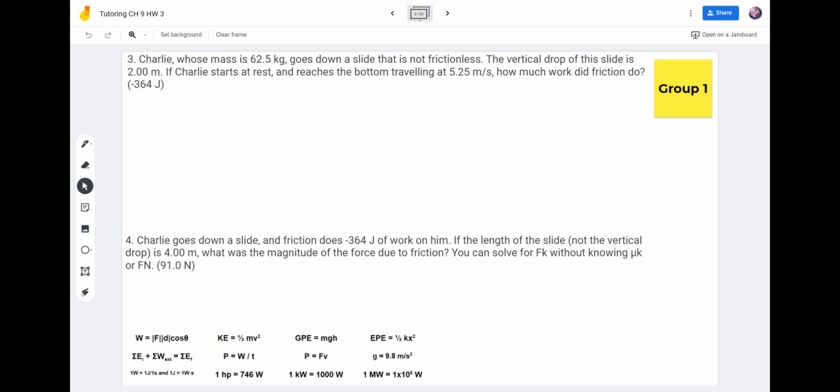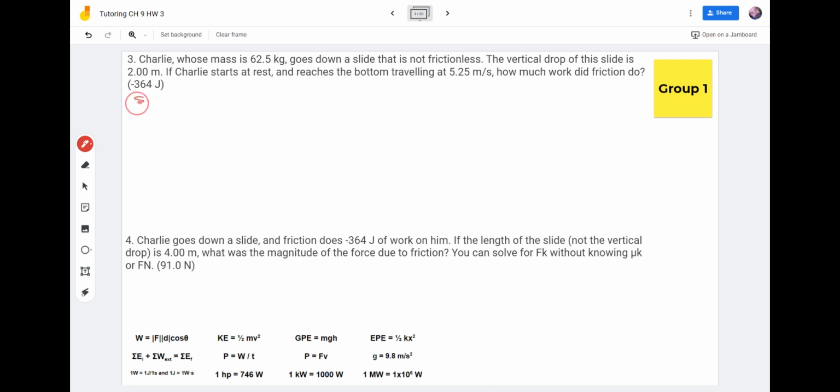This is Chapter 9, Homework 3, and I'm going to do problems 3 and 4, which are related. So let's see what's going on. We've got Charlie, who's got a mass of 62.5 kilograms. He goes down a slide that is not frictionless. The vertical drop of the slide is 2.00 meters. If he starts from rest and reaches the bottom traveling at 5.25 meters per second, how much work did friction do? And there's our answer. So let's see how we're going to do this one.